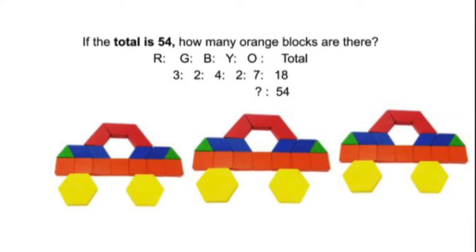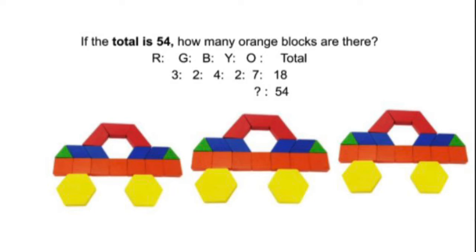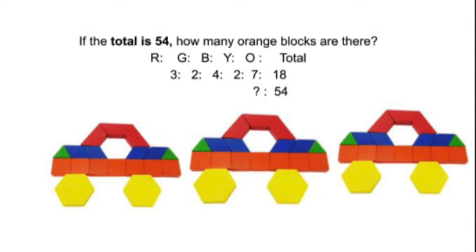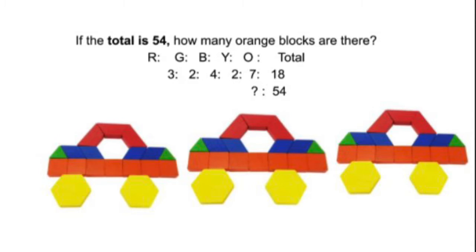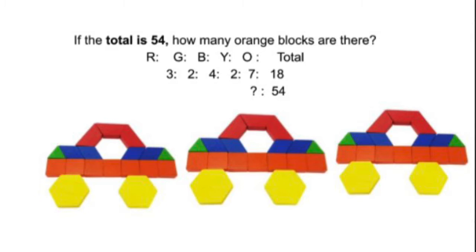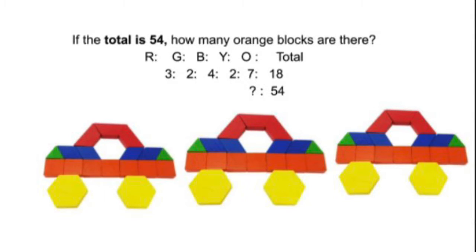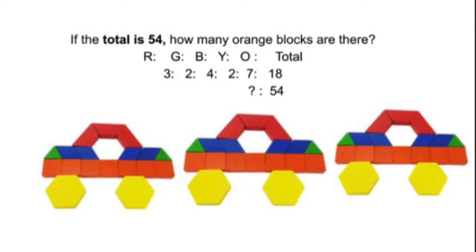And in class, we asked questions like this. If the total blocks is 54, how many orange blocks are there? So when you have 3 cars, then your total will be 54. 18, 18, 18, altogether gives you 54. So in one car, there are 7 oranges. So if you have 3 cars, you'll have 7, 7, 7. So 7 for the first car, 7 for the second car, 7 for the third car. That would make 21 blocks.